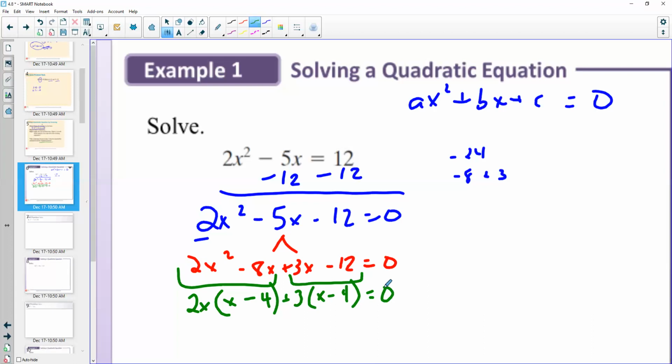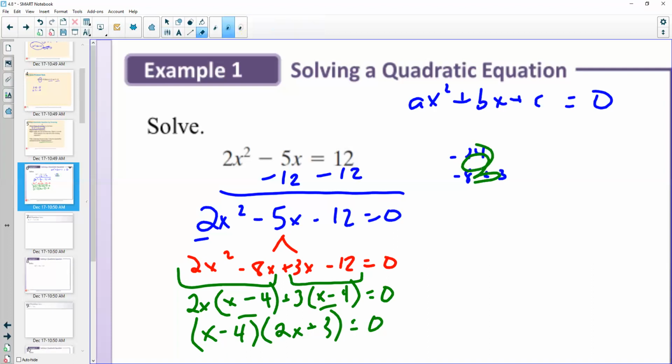So now I'm going to bring my common binomial to the front, x minus 4, and gather up everything that's left. But I'm not finished here, okay? Don't lose your 0. So now, the third step was to apply the zero product rule. What the zero product rule says is that two things multiplied together set equal to 0 means I can set them both equal to 0.